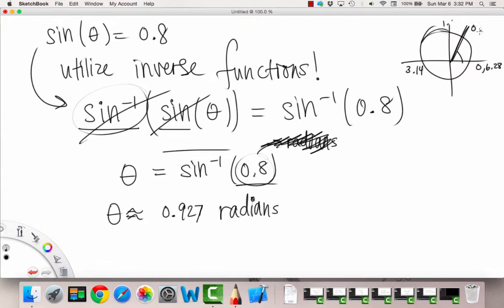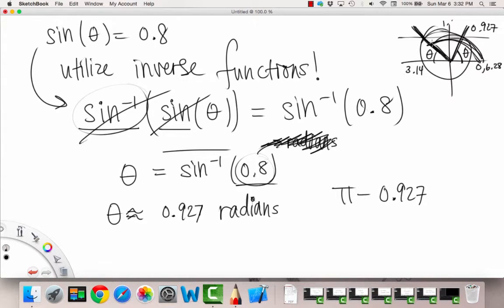Anyways, so 0.927 is in the first quadrant, but we also know that sine must be that same value at another point on our unit circle, right? And in order to obtain that, what we found was this theta here. And this theta is actually going to be the same over here. So to find this angle, measured from the angle 0, we can take pi and subtract away whatever we got for our first angle. So that would be pi minus 0.927.